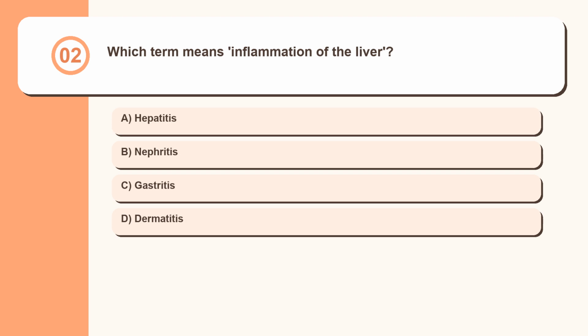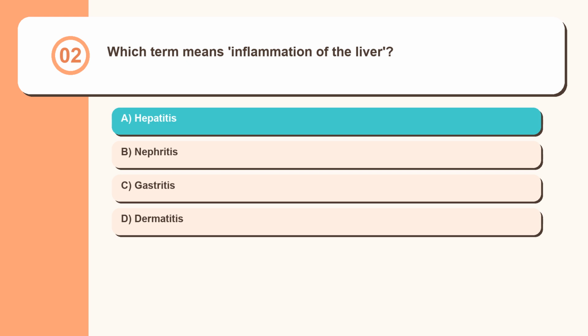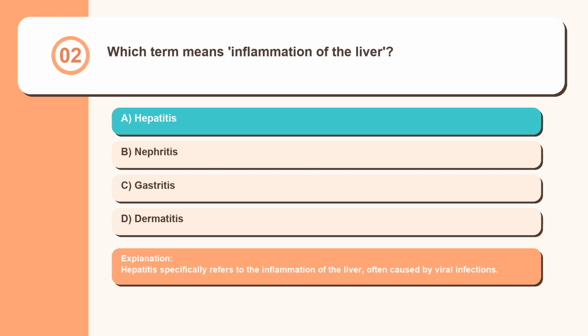Question 2. Which term means inflammation of the liver? Hepatitis, nephritis, gastritis, dermatitis. Hepatitis specifically refers to the inflammation of the liver, often caused by viral infections.